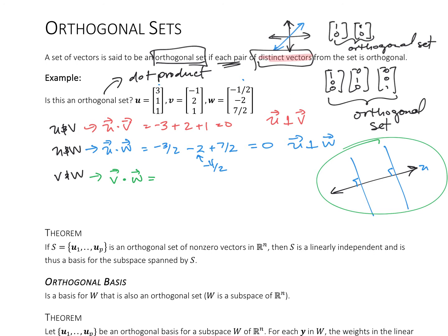All right. V dotted with W. -1 times -1/2 is +1/2. 2 times -2 is -4. We can do math. 1 times 7/2 is 7/2. 7/2 plus 1/2 is 8/2, which is 4, and 4 minus 4 is 0. Yay! So that means that the set containing U, V, and W is an orthogonal set.